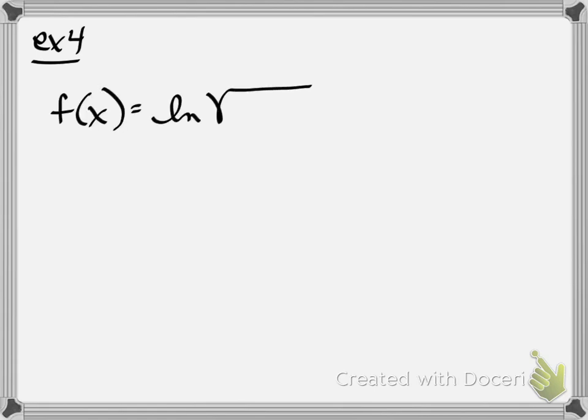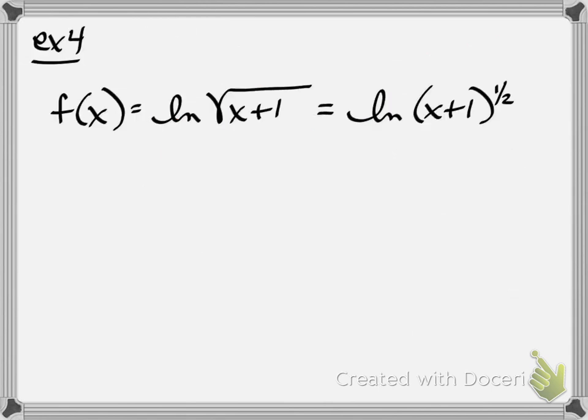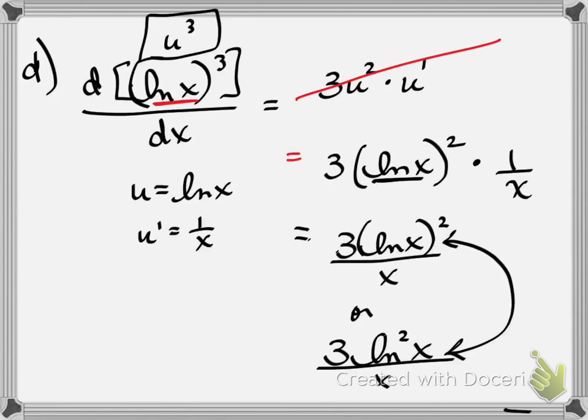Alrighty, example 4. What if we have a function f of x equals the natural log of the square root of x plus 1, and we want to take its derivative? Well, I would say that's also like a chain rule problem. Let's rewrite it friendlier. x plus 1 to the 1/2 power. That's basically the same as that. I mean, kind of. Not really. It is different.